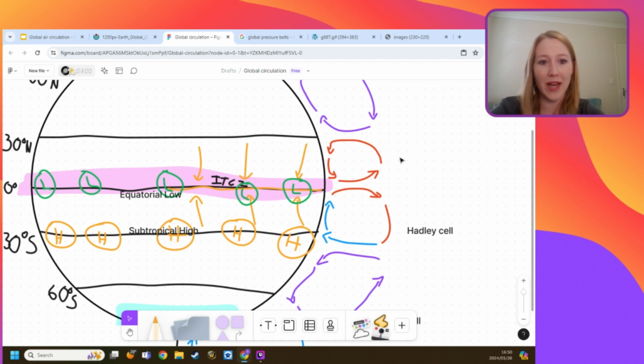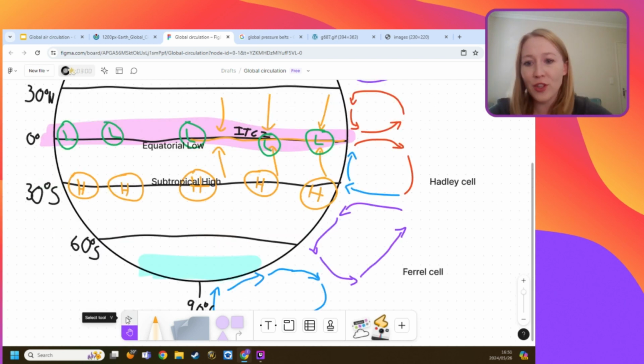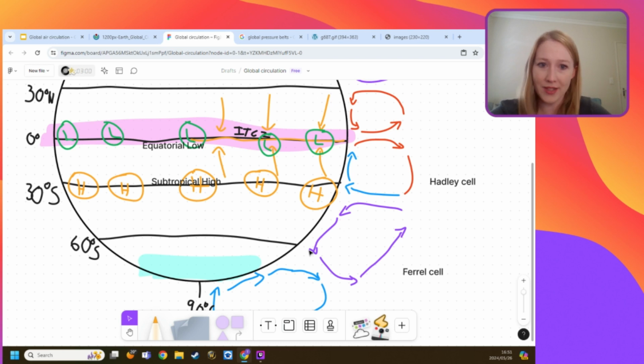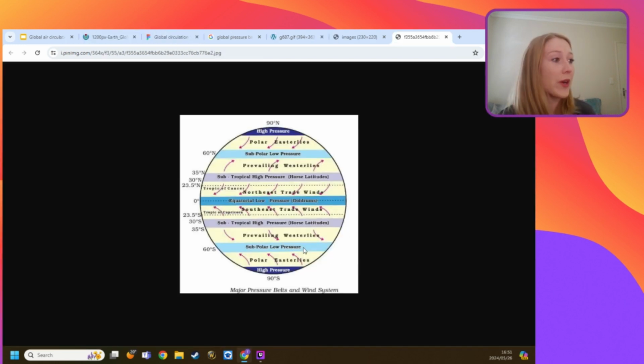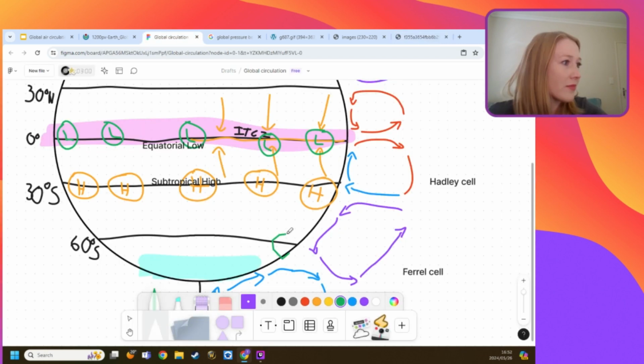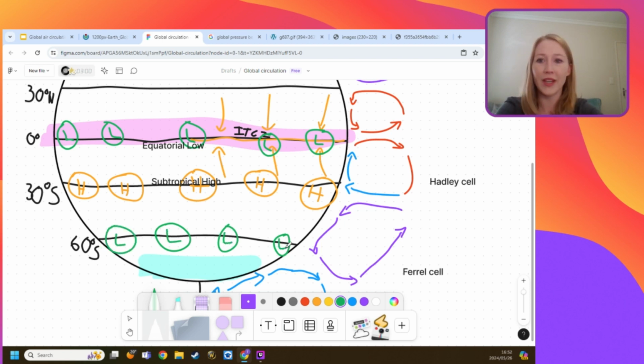Now we have another band of lows. If you look at the 60-degree latitude, you'll see again right here, we have air rising. If we have air rising, it's a low pressure system. The name of that low pressure system that I'm going to draw in now is our subpolar low pressure. Okay, so there is our next belt of low pressure systems, the subpolar low.